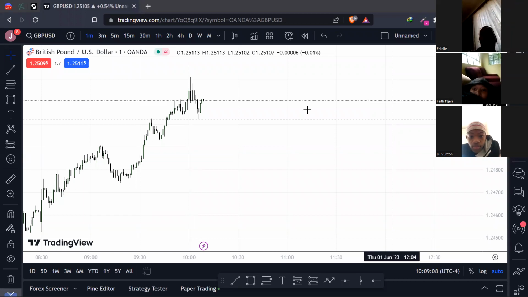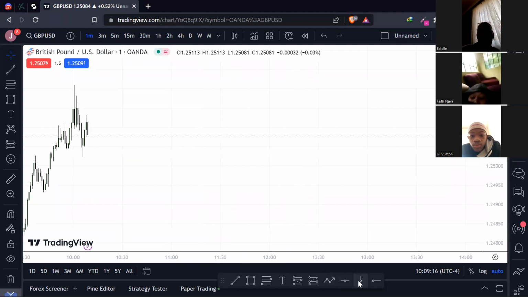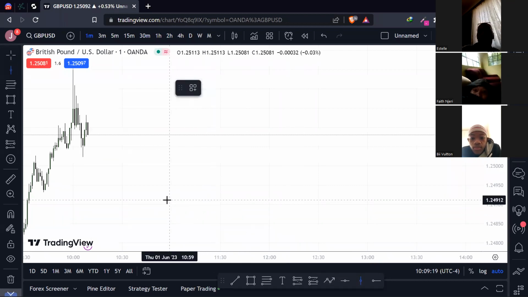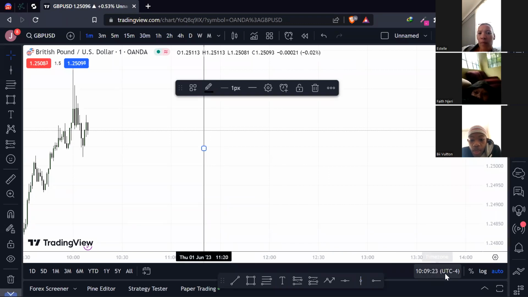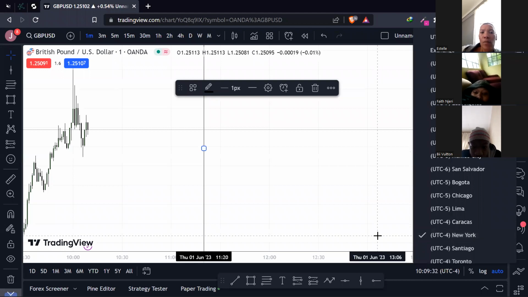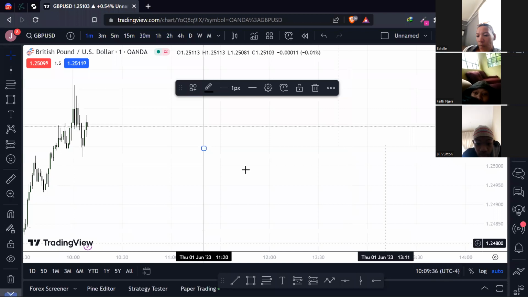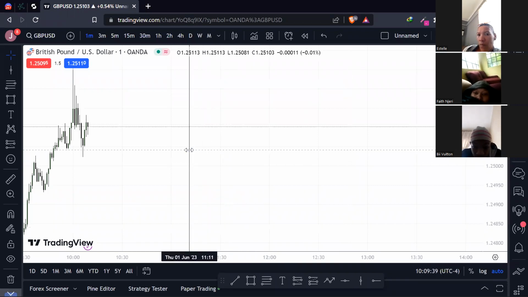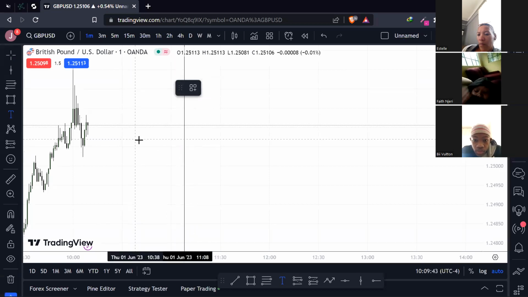All right, so we're gonna start our entry model. So the basic thing is, our entry model is from 10. So you need to change your time to UTC -4, New York time. So our entry model will be on New York time, UTC -4. So I'll be showing you the time on UTC -4. So in UTC -4 New York time from 10, so this is 10 a.m.